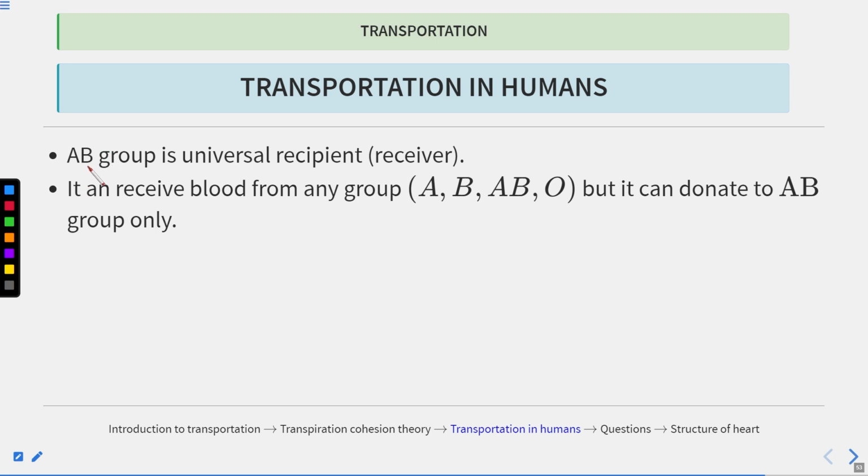Now, similarly, the AB blood group is known as the universal recipient or universal receptor because they don't have any antibodies. It can receive blood from any blood group, but it can donate to AB only. All right, you have to remember it. AB blood group can donate blood only to people that have the AB blood group. So in AB blood group, both the antigens are present, so it can activate the immune system of the other person.